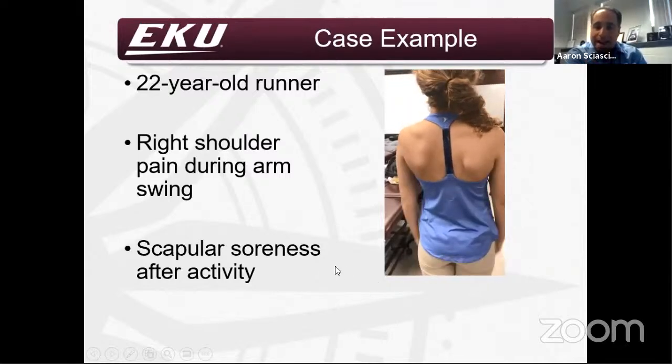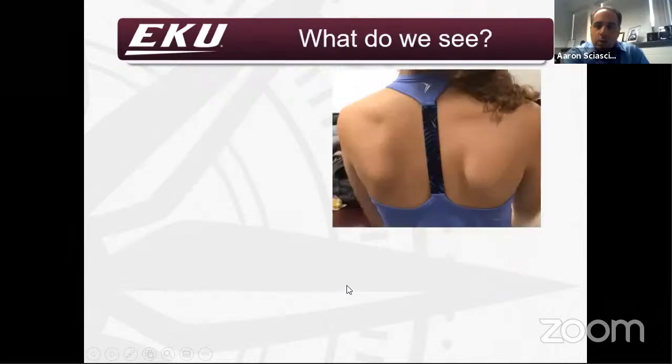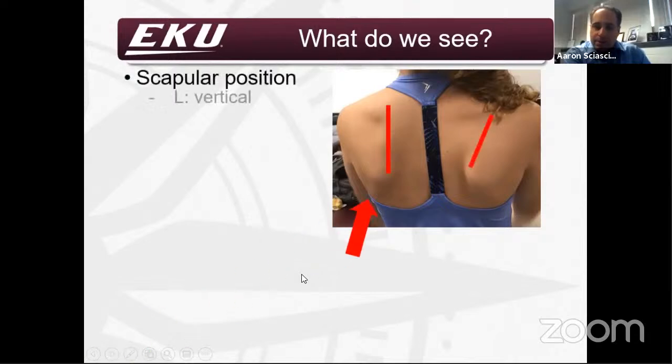When we actually get down to it in this image, you can see there are some distinct differences. So what do we actually see? The first thing that brings itself to my attention is the position of the medial border of both scapulas. On the left side, which is the unaffected arm, we have more of a vertical position, whereas on the affected arm, we have more of an angulated position.